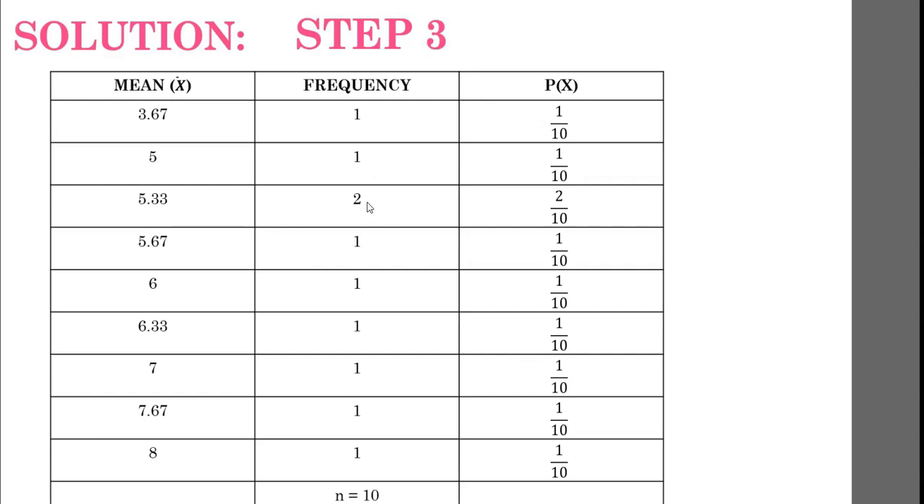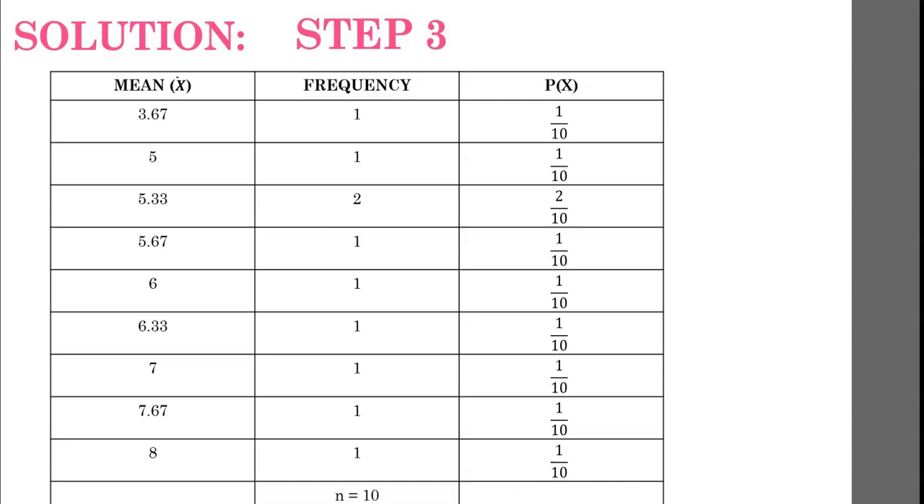And it goes on with 5, there's 1. 5.33, there are 2. 5.67, there's only one mean of 5.67. 6 has 1, 6.33 has 1, 7 has 1, 7.67 has 1, and 8 has 1. So we add them: 1 plus 1 plus 2 plus 1 plus 1 plus 1 plus 1 plus 1 plus 1. Our total number of samples is 10.